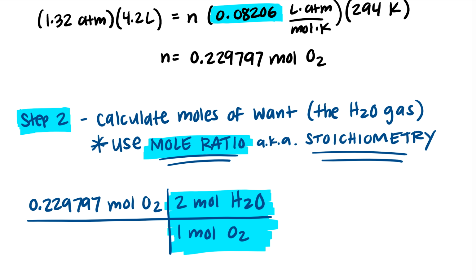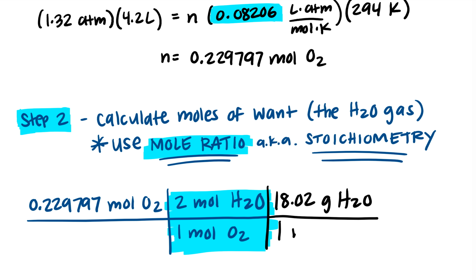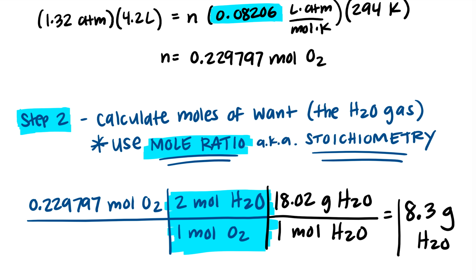All right, so step 3, I'm just going to continue with our dimensional analysis. Step 3 will be to convert our moles of our want into the desired unit for the problem. This question wants us to solve for grams of H2O, so we'll just go one more step here. Convert our moles of H2O into grams of H2O, and we're going to get 8.3 grams of H2O as our final answer.